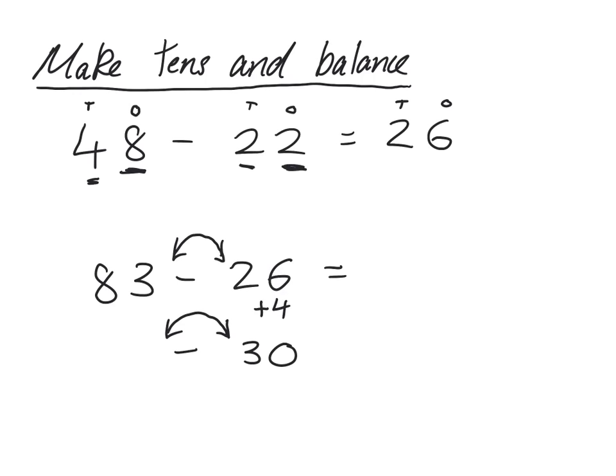So I've added 4 to my 26. I'm going to have to balance it. That's why it's called balance, on the other side. And put 4 on my 83. Well, if I do that, then I've got 87.